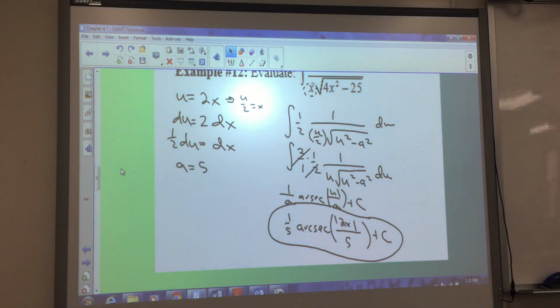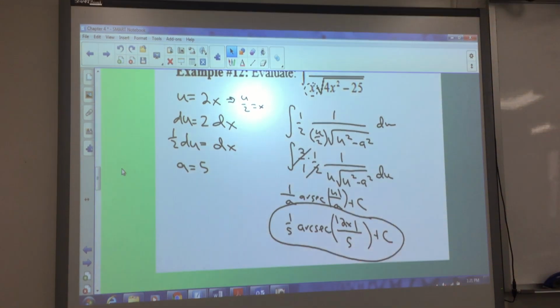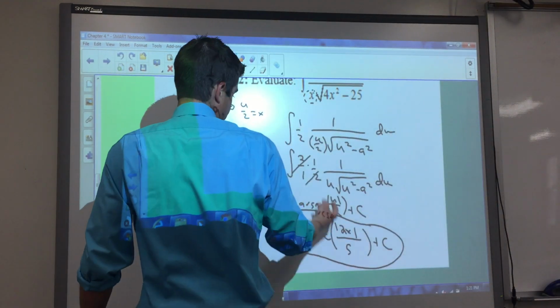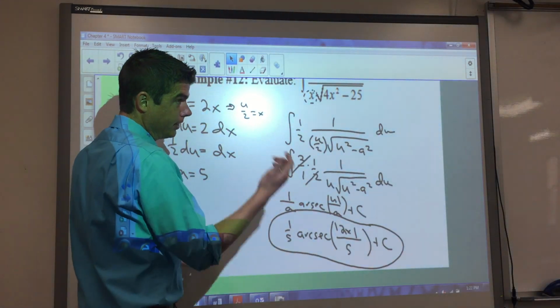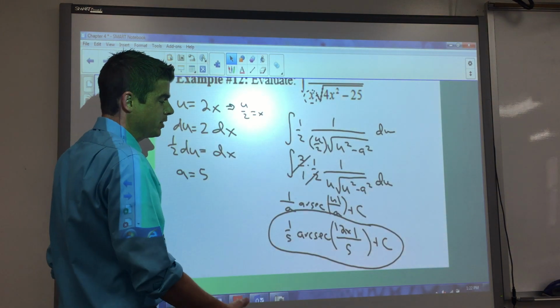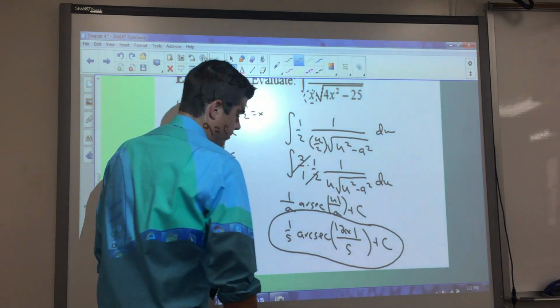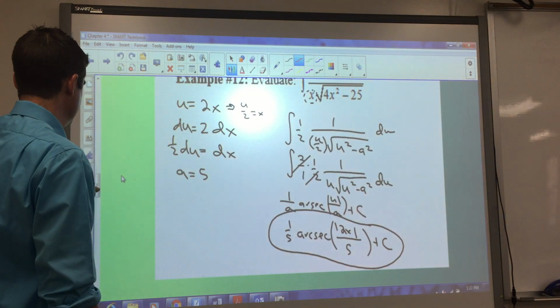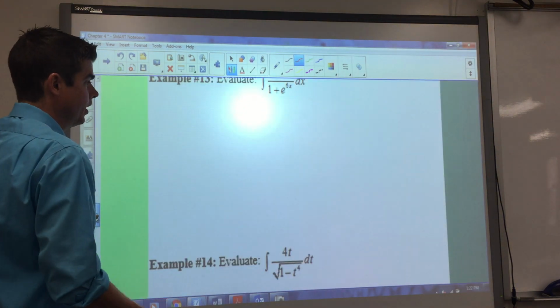Okay, so the last video I think got cut off right before I said the answer for this example number 12, and there it is: 1/5 arcsecant, and there's the bell, that's nice, of the absolute value of 2x over 5 plus c. So I know there's a couple more problems that you can do as exercises, check Canvas.